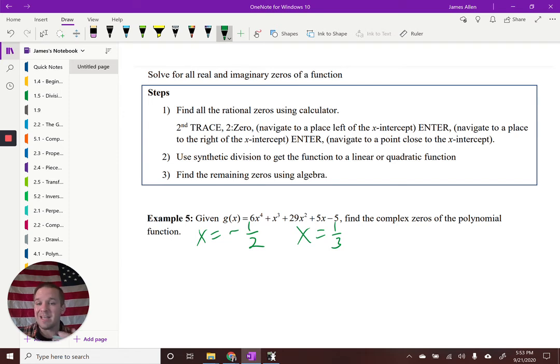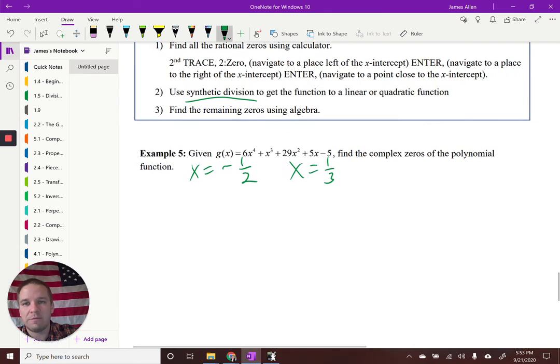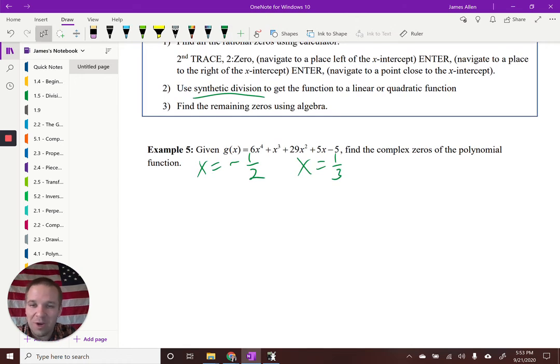So what we're going to do is we're going to do a bit of synthetic division now, right? That's our next step. Use synthetic division to get it to a linear or quadratic function that's left over there, right? But remember, it's all still a quartic function. We're just going to analyze that smaller part. Alrighty, so let's set up some synthetic division, and we got to be real careful here with fractions to make sure we don't mess it up.